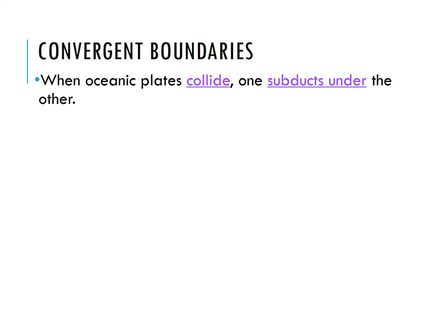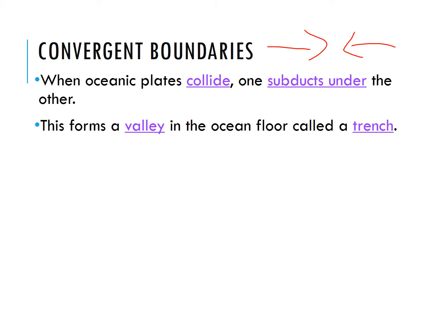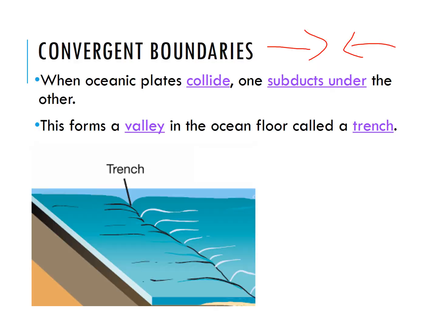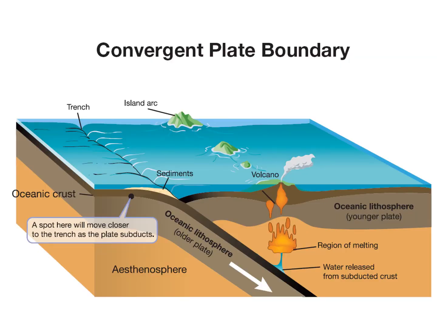Convergent boundaries are where the plates are coming together. They're colliding into one another, and one is going to subduct underneath. So one's going to be pushed back down into the mantle. This forms a valley on the ocean floor, and we call those trenches. So here we have an oceanic plate that is older and more dense, and it's going to be subducted or pushed back down underneath the younger oceanic plate. As it gets pushed back down, it's going towards the heat source, so parts of it may melt, and this is how we might get some island arcs to form.